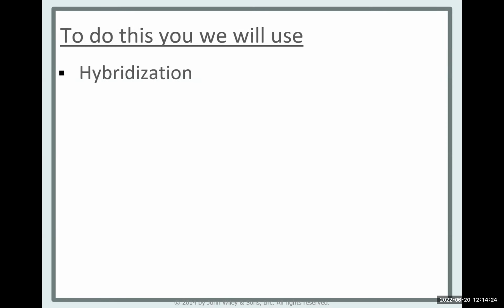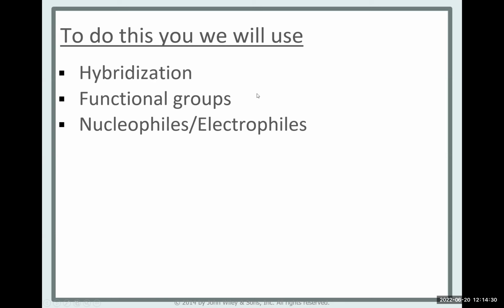And we're going to use a lot of things you've already learned from the last 5 chapters. We're going to talk about hybridization. We're going to talk about functional groups. We're going to talk about nucleophiles and electrophiles. Do you guys remember what those are? What are they? Nucleophile has extra electrons, electrophile lacks electrons, and what specifically they do that makes them different than Lewis acids and bases?